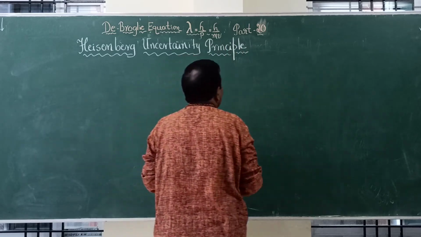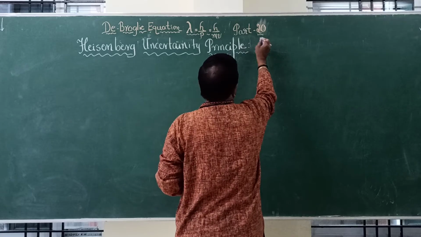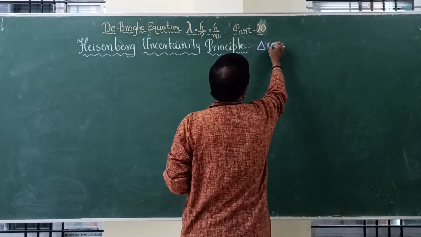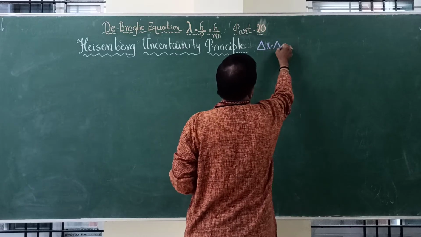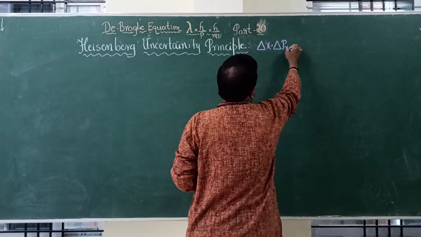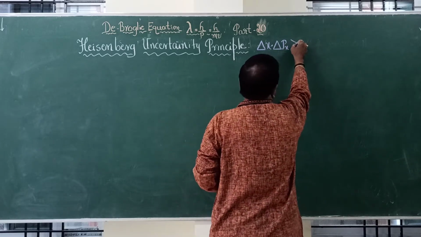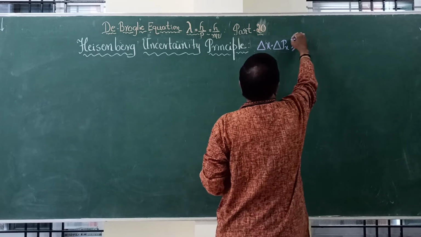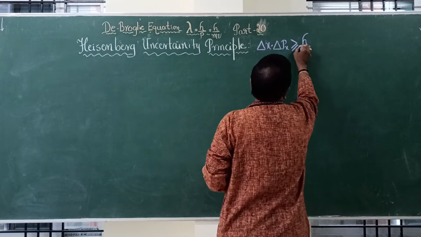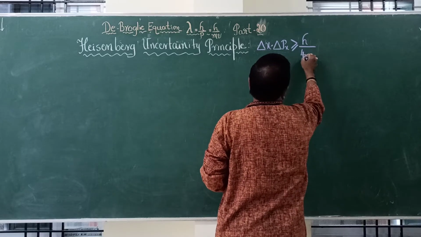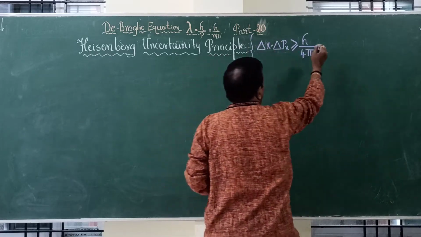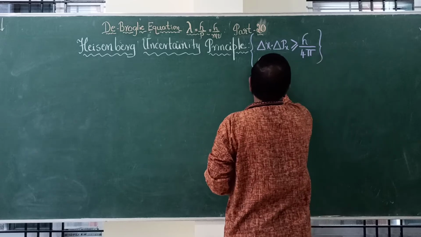And this is given by delta x into delta px, the momentum, is greater than or equal to, but never less than, h upon 4 pi. So this is your Heisenberg uncertainty principle.